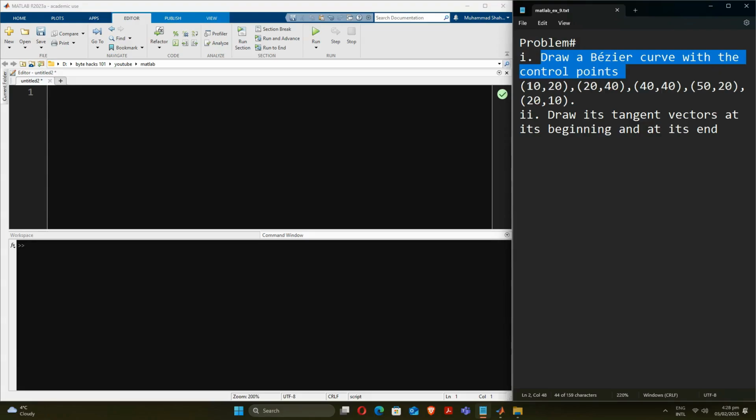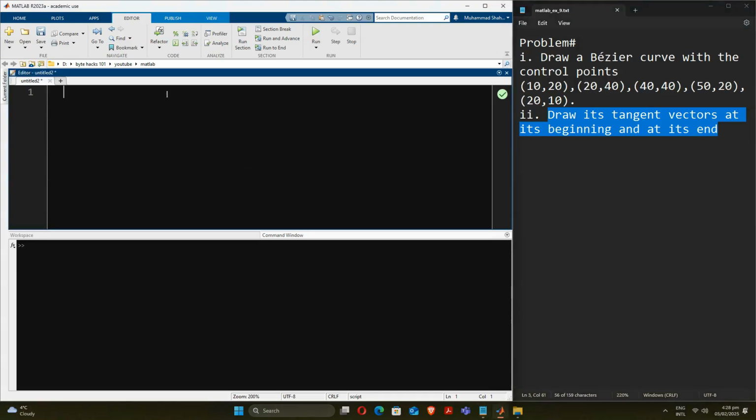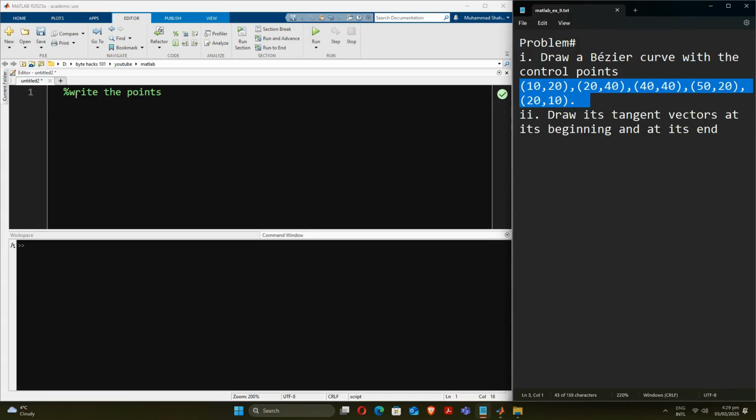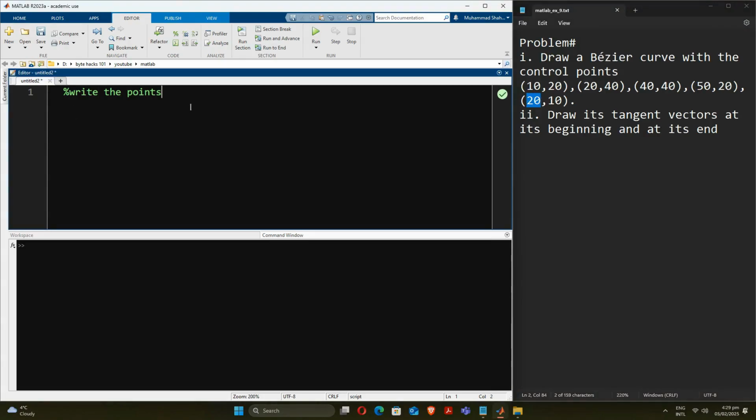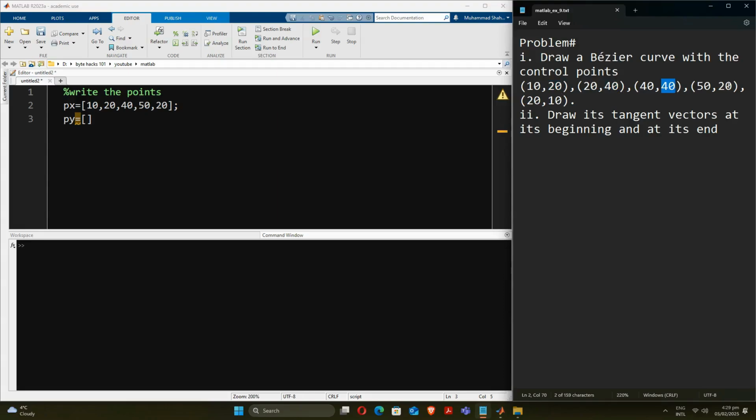We have a problem question here. In this question we are given 5 control points and we have to draw the tangent vectors at its beginning and its end. So we will first write the points in terms of x and y coordinates. We will first write the x coordinates. Now we will write the y coordinates.